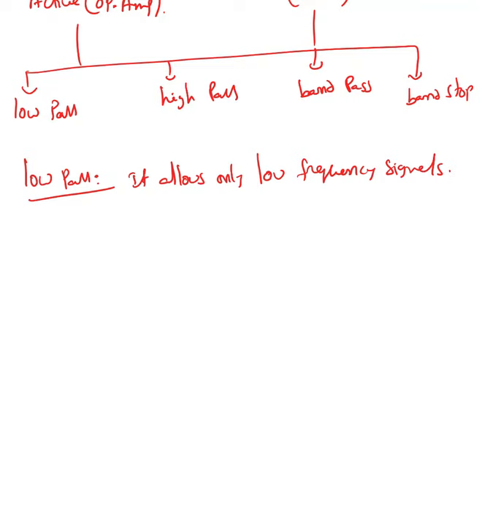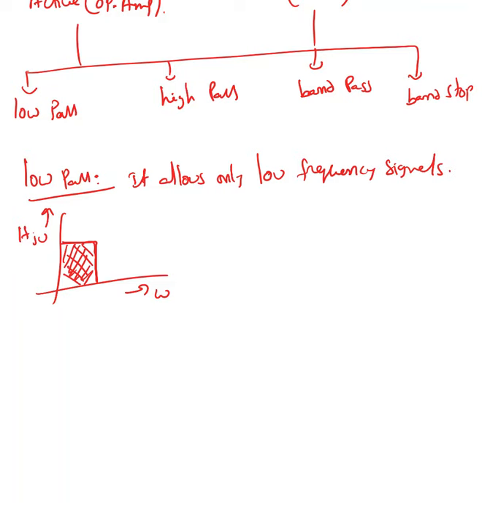So a low pass filter allows only low frequency signals. If I draw a waveform, with omega on the x-axis and the signal strength H(j omega), a low pass filter is going to allow signals at low frequency, so we'll see signals only in this shaded area, and in the remaining area we don't see any signal.